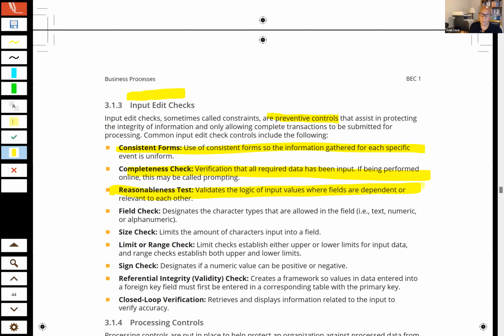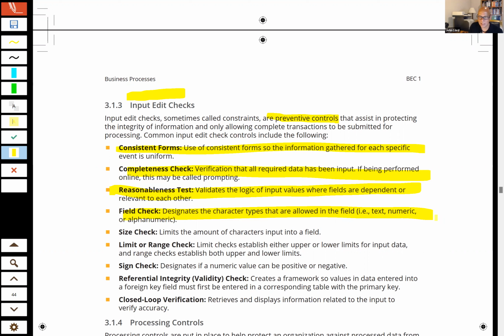Reasonableness check. Am I putting a number in an alpha field? Am I putting an alphabet where a number should be, right? Okay. Again, field checks. Yeah, I guess that would be a field check, what I just described. Reasonableness check, logic of input values, for example, debits should equal credits. Is a good reasonable test.